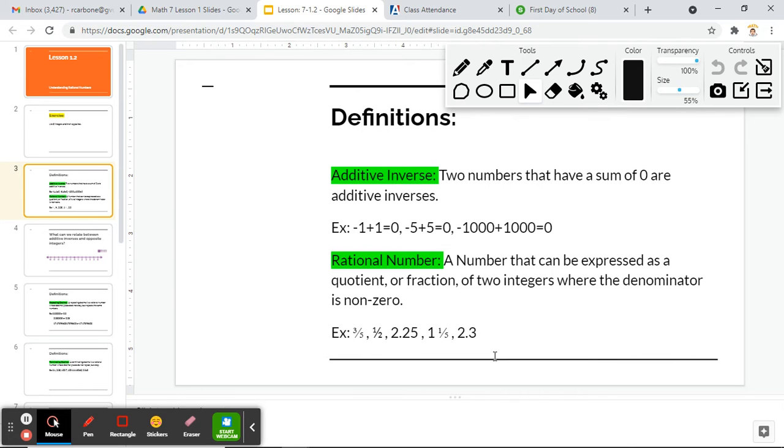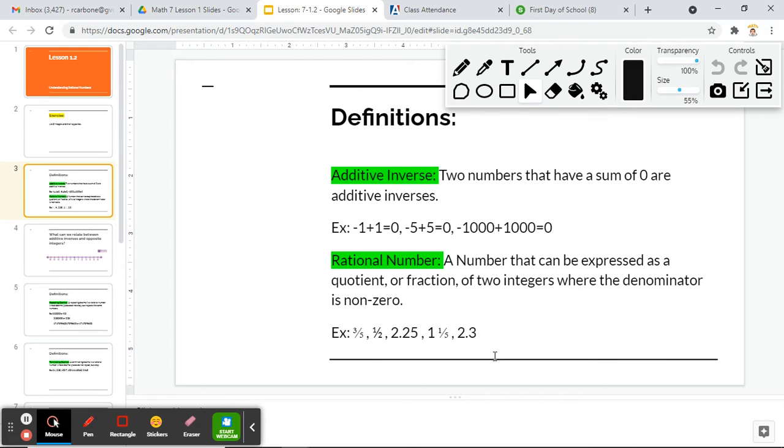All right, so let's start with the definition here. Additive inverses are 2 numbers that have a sum of 0. So for example, -1 plus 1 sums to 0, -5 plus 5 equals 0, and -1,000 plus 1,000 equals 0. So all of these numbers would be additive inverses.